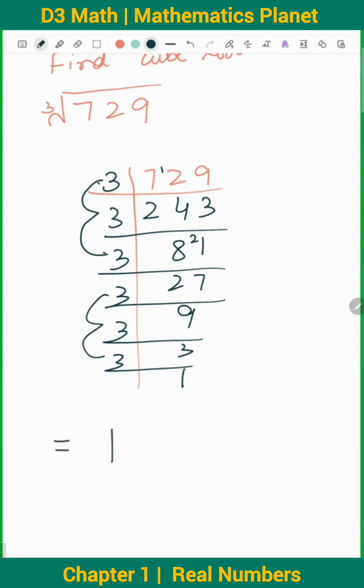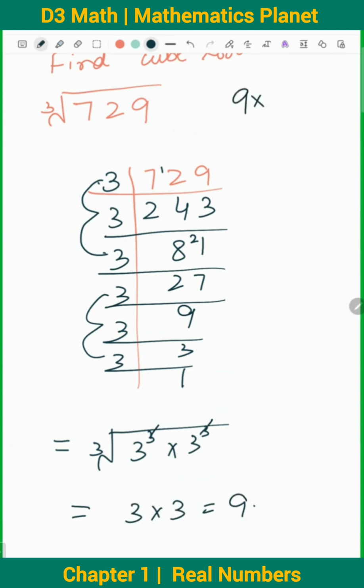So what will we get? 3 cube times 3 cube. We will cancel 3 cube and 3 cube. We will get 3 into 3, which is equal to 9. So 9 is the cube root of 729. It means if you multiply 9 times 9 times 9, you will again get 729. So 9 cube is 729. So cube root of 729 is 9.